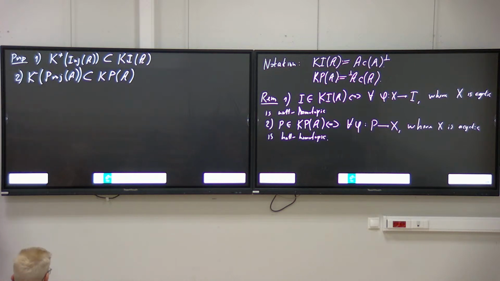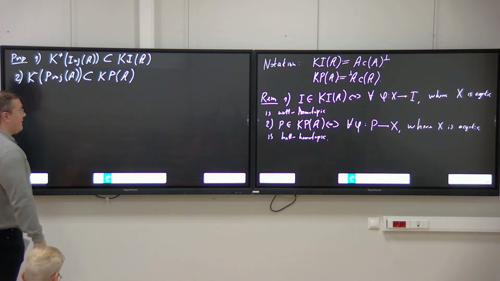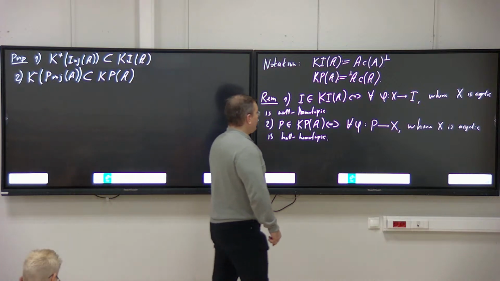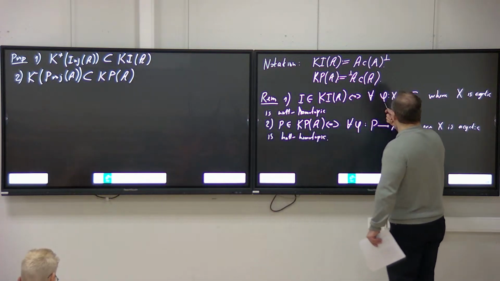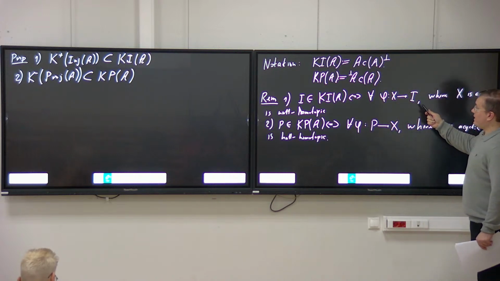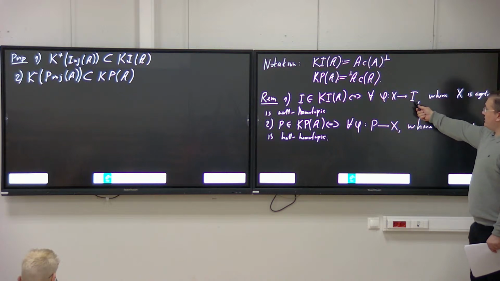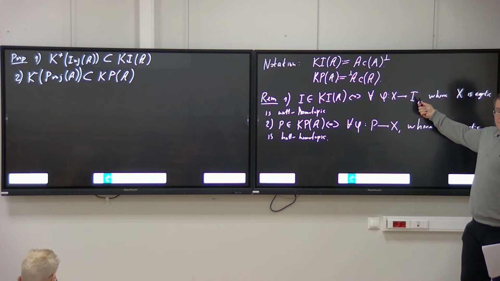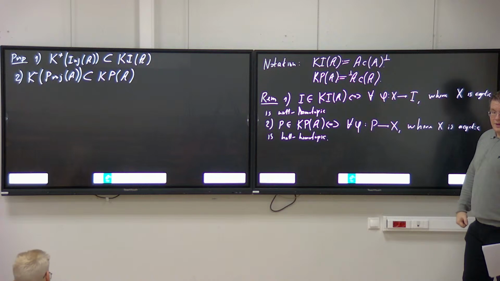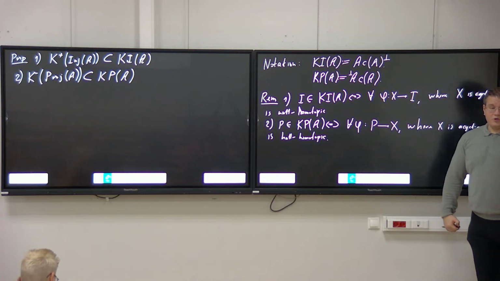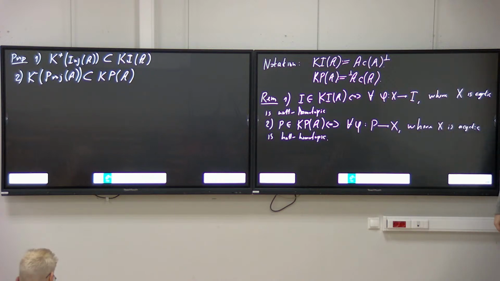Can you explain why in this remark we have the implication from the right to the left? Well, I'm just saying that this condition, that any map from X to I, where X is acyclic, is null homotopic, means exactly that this I is in the right orthogonal. So it means that Hom from X to I is trivial in the homotopy category. Null homotopic means this is trivial.